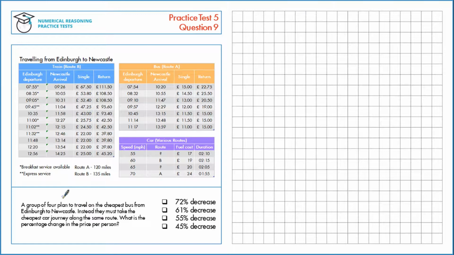So for the first part, the cheapest bus journey from Edinburgh to Newcastle, that's this journey here, the £11 single. So we'll use that later when we find the percentage change.